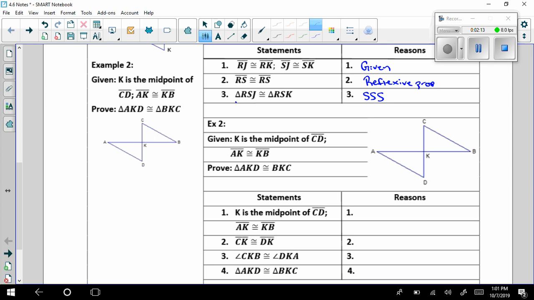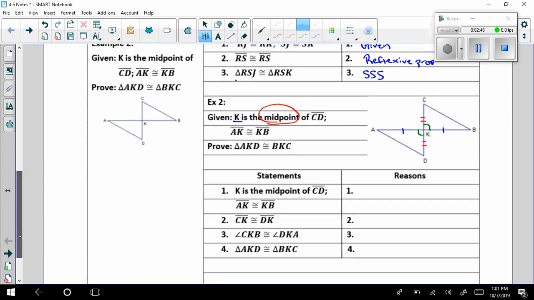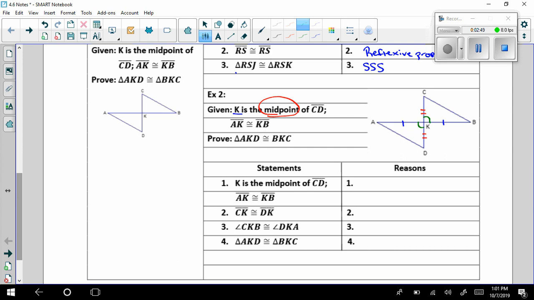Given K is the midpoint of CD, so here's CD. AK is congruent to KB, so we know that this AK here is congruent to KB here. Because K is the midpoint of CD, we also know that C to K is equal to K to D. We also know that this angle is congruent to this angle because they're vertical. All right, so there's a lot of things you could go ahead and mark in your triangles before you even get to the actual proof.